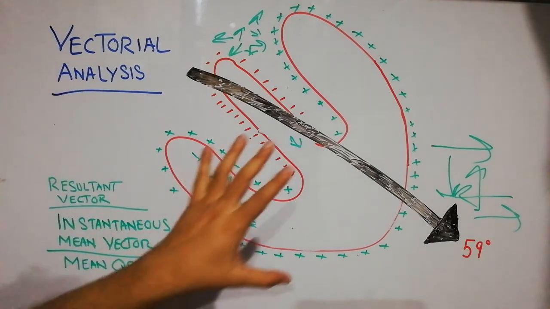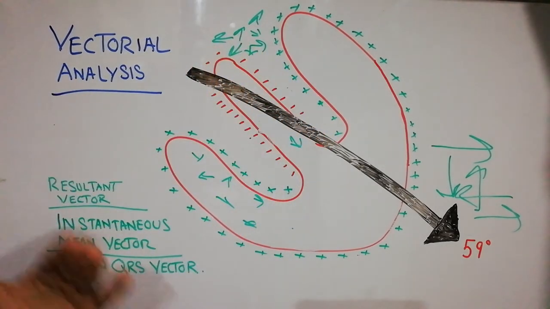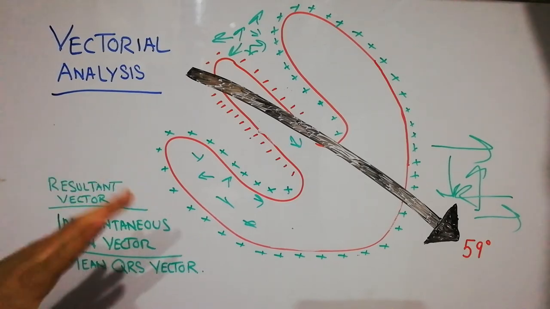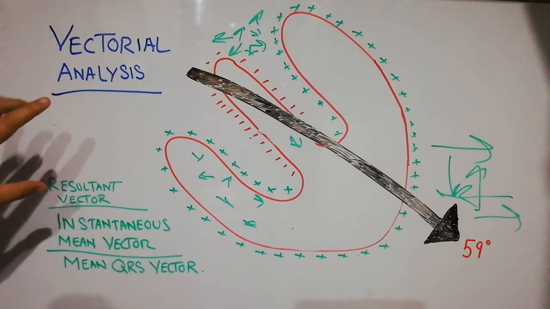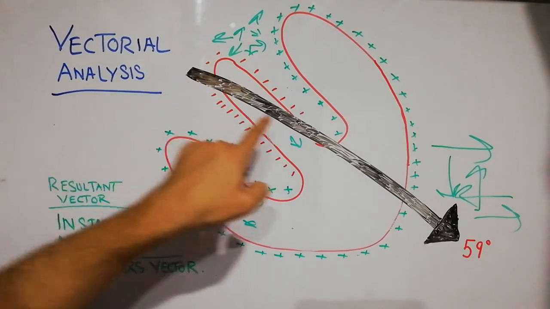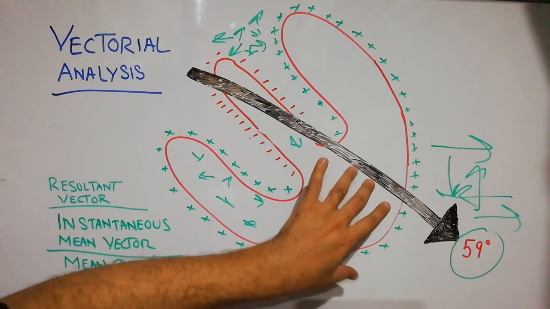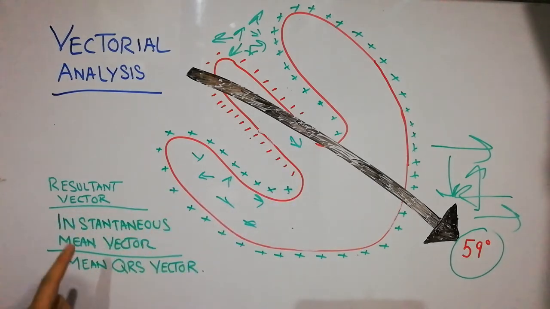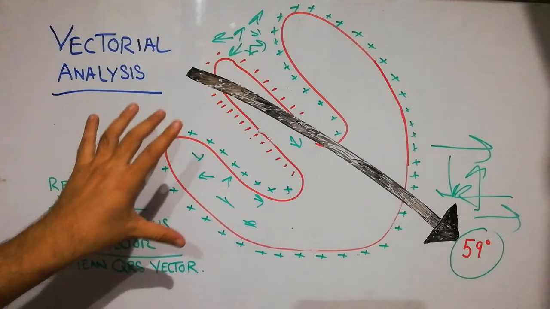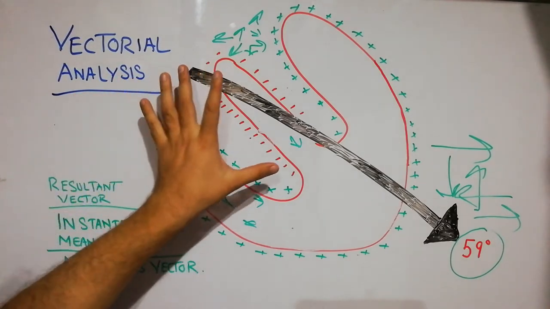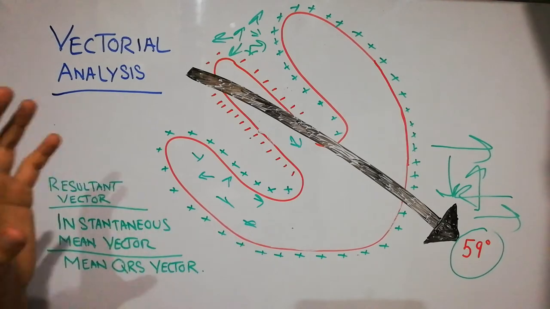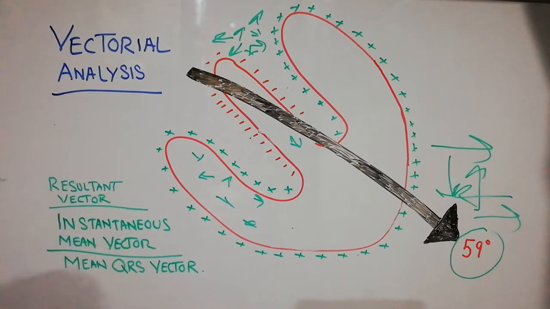But in a normal human being, in normal physiological circumstances, this vector is present at a 59 degree angle. Normally, the direction of this resultant vector is 59 degrees, and this is known as the mean QRS vector. So what is basically a vector? The cardiac vector shows the direction of the depolarization process.